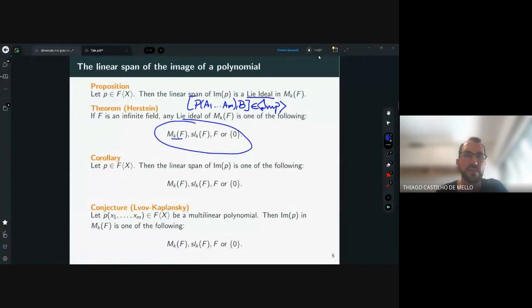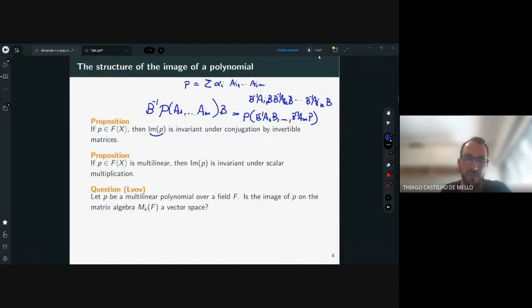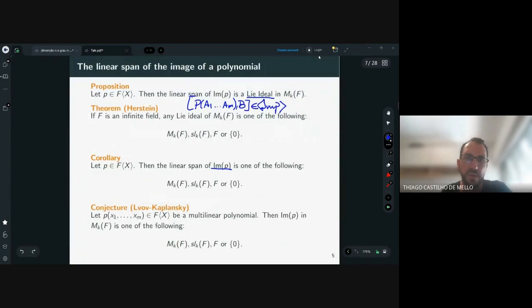That is the set of the whole algebra, the set of trace zero matrices, the field, which we are identifying with the scalar matrices, and zero, of course, the trivial one. And so if we put these two things together, we have that the linear span of the image of P must be one of these. So if the linear span of the image of P is the image of P itself, that is the conjecture, the question of Lvov, then it would be one of these.